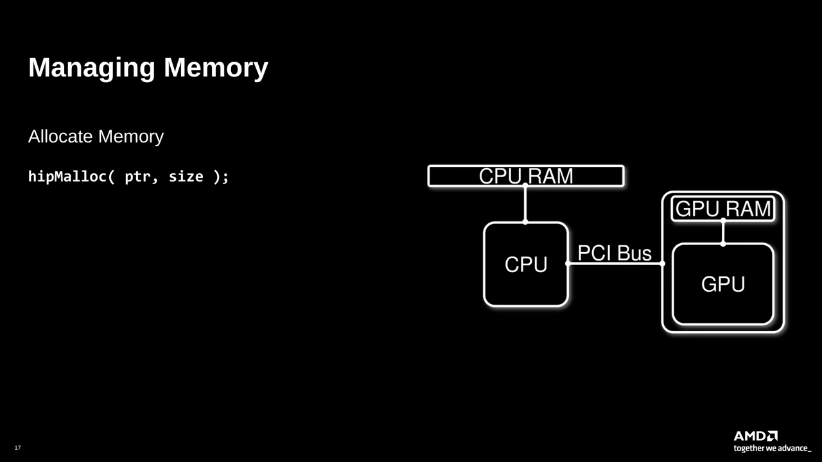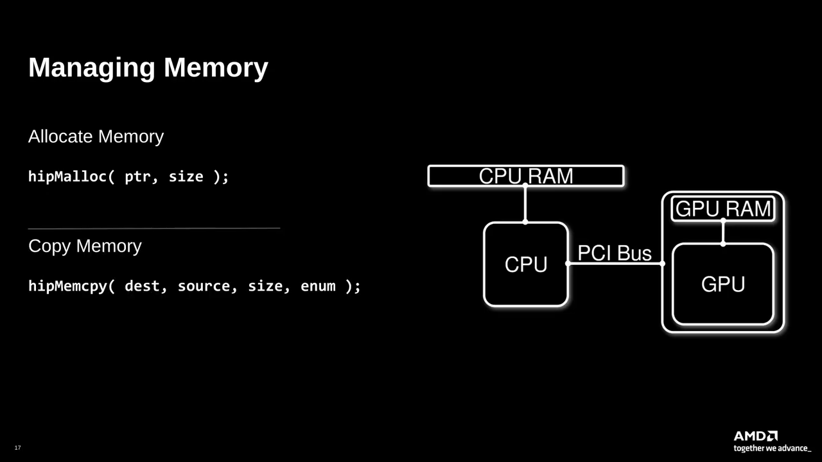When you're writing code for a GPU, remember that the host and device memory are distinct memory spaces. To allocate memory on the GPU, we have the hipMalloc routine. As input, hipMalloc expects a pointer and the number of bytes to allocate, in that specific order. And to copy data between the host and device, HIP provides hipMemcpy.